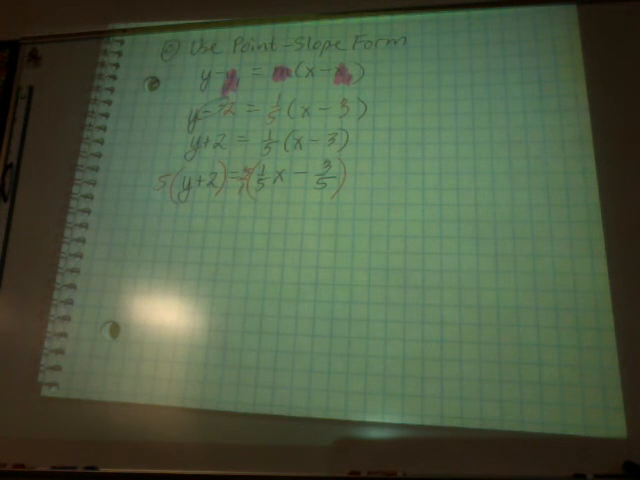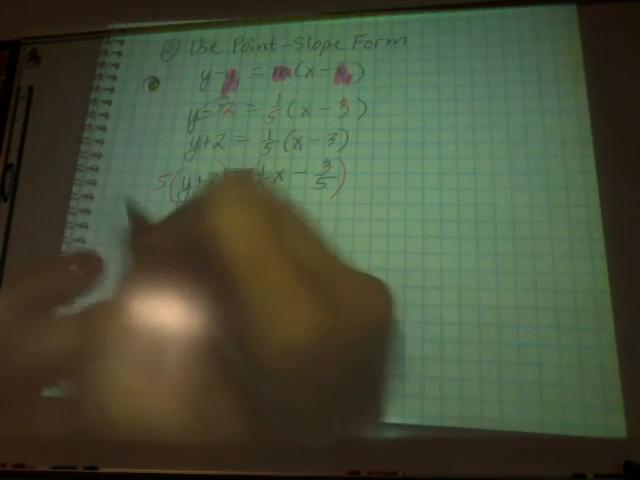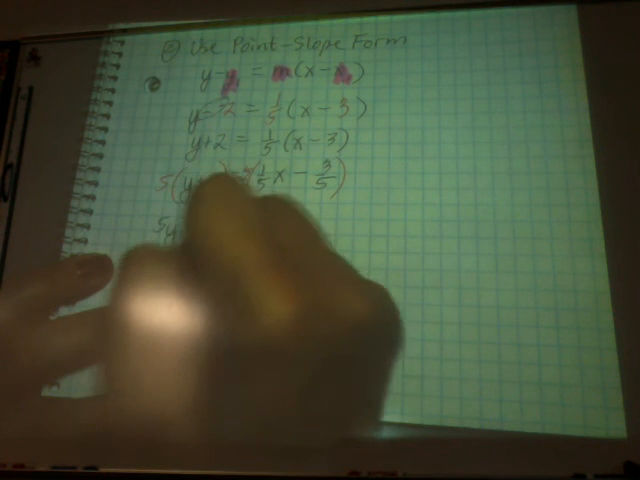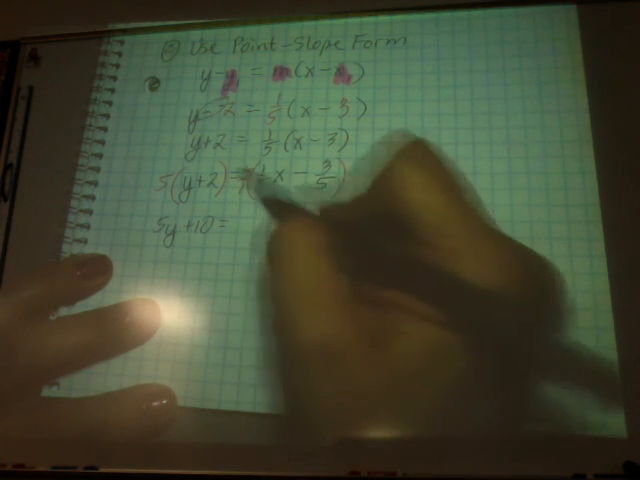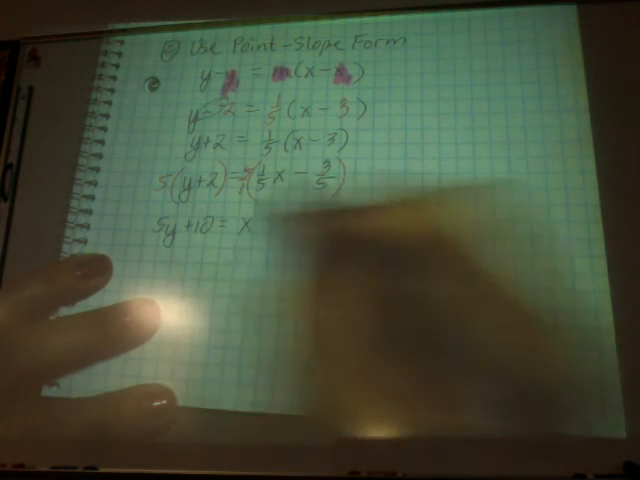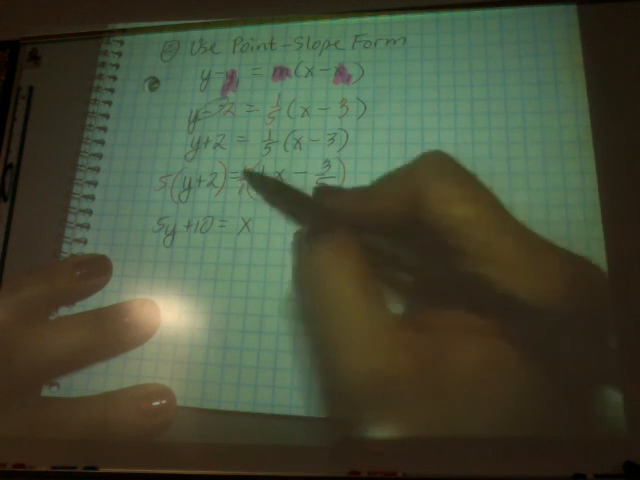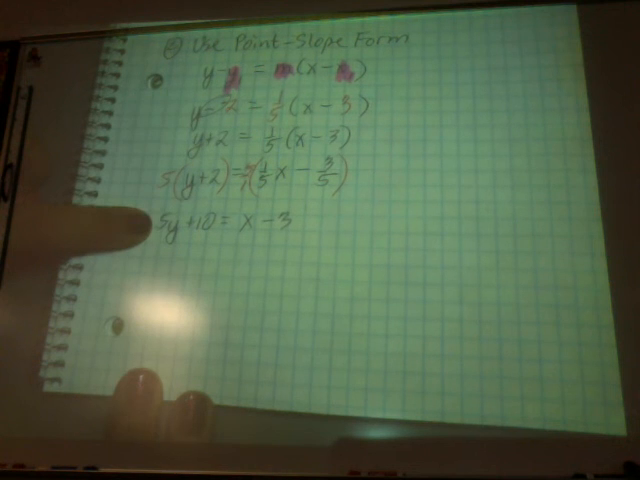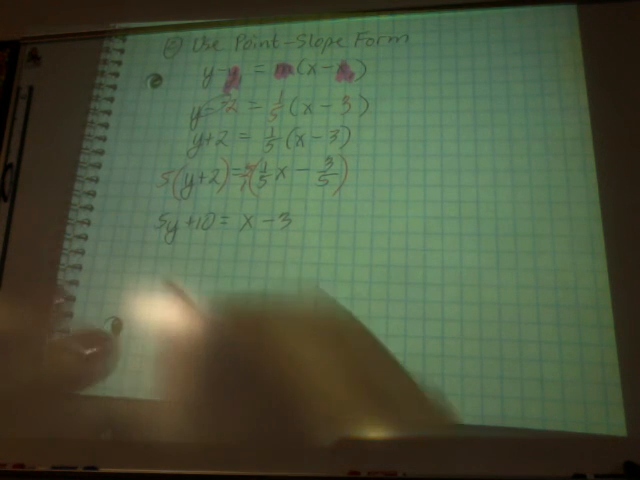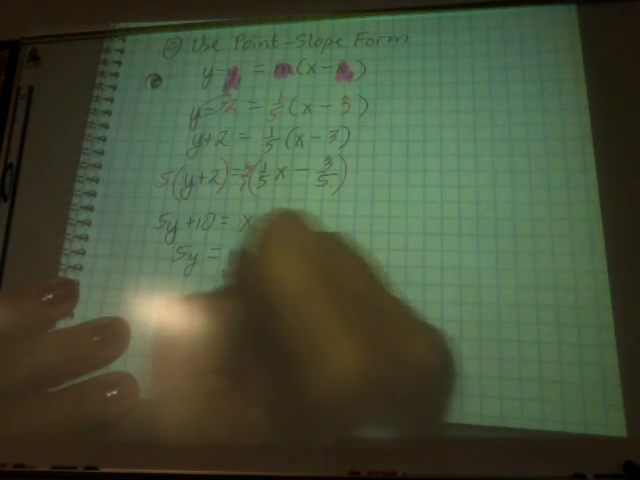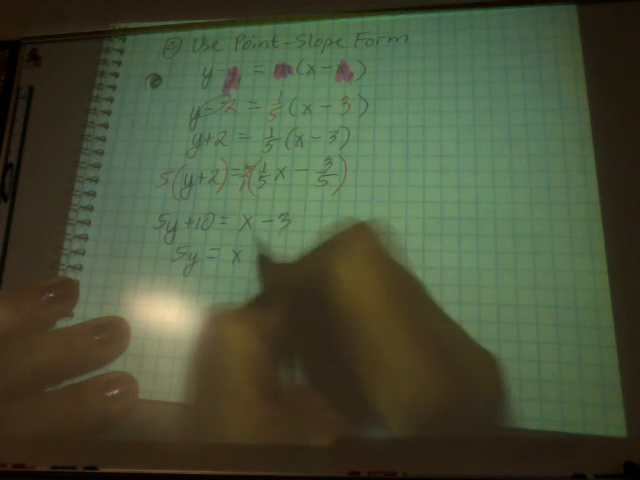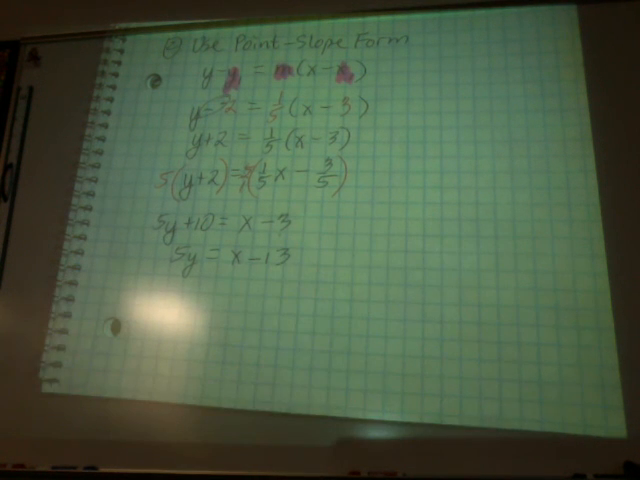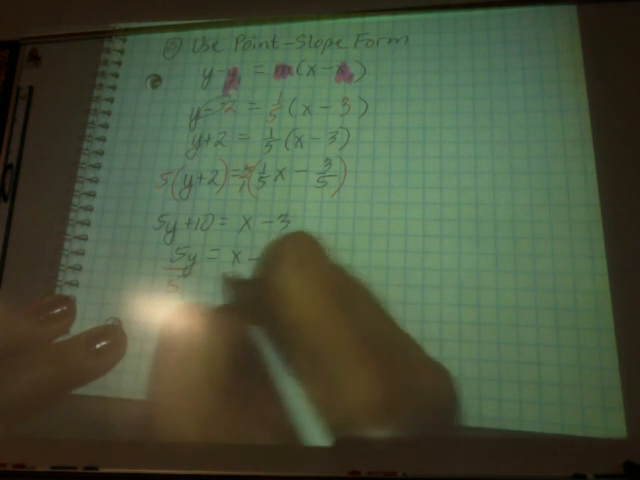You don't have to find the least common denominator of 2 over something. You can just deal with it. It'll all work out itself. So you would have 5y plus 10 equals, the 5's here cancel, so you're left with x. The 5's here cancel, so you're left with a minus 3. So then to solve for y, you're going to subtract 10. You get 5y is equal to x, negative 3 and negative 10 is negative 13. Then you're going to divide everything by 5.